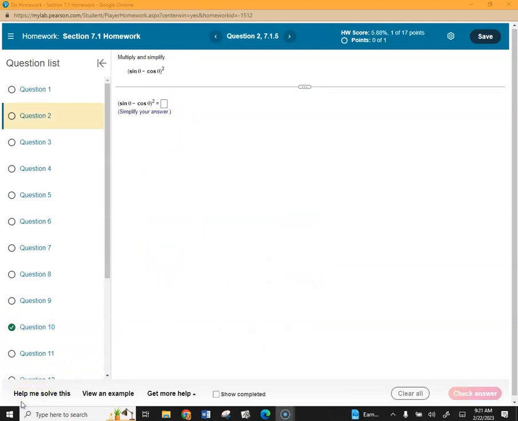Five more minutes. Stay with me. Example 2 is saying, sine theta minus cosine theta quantity squared. This is the same thing as y minus x quantity squared, which means you're multiplying this times itself. Remember this? Algebra 2. Not college algebra, algebra 2.